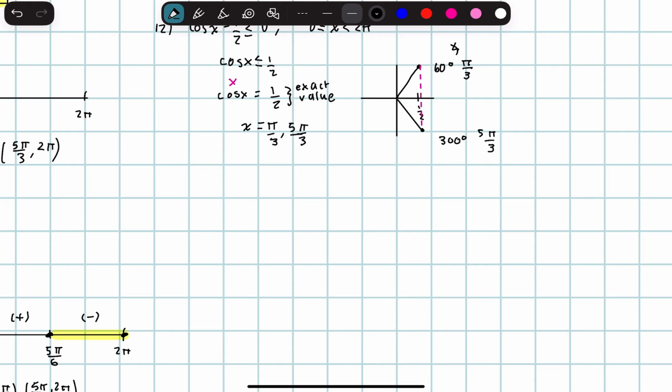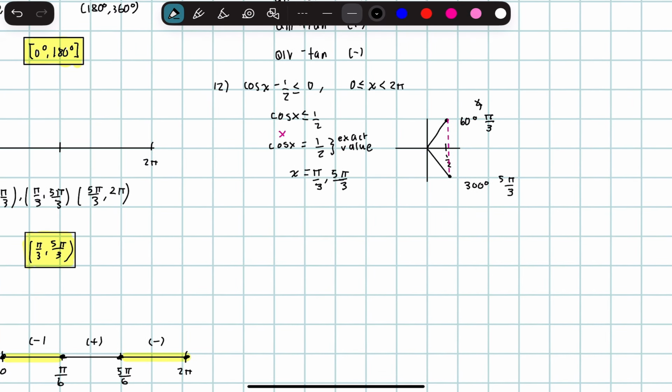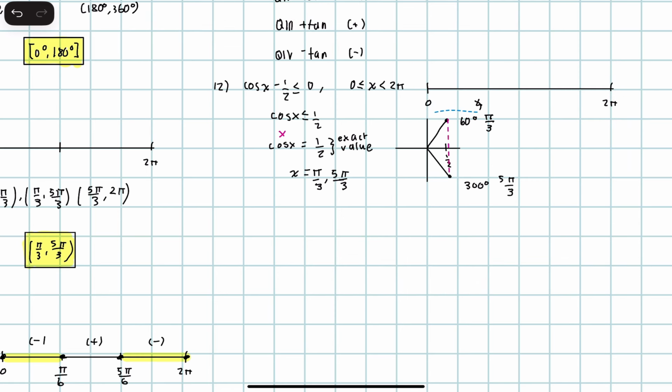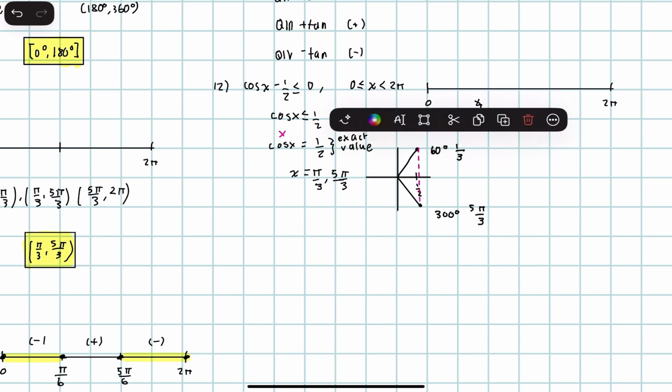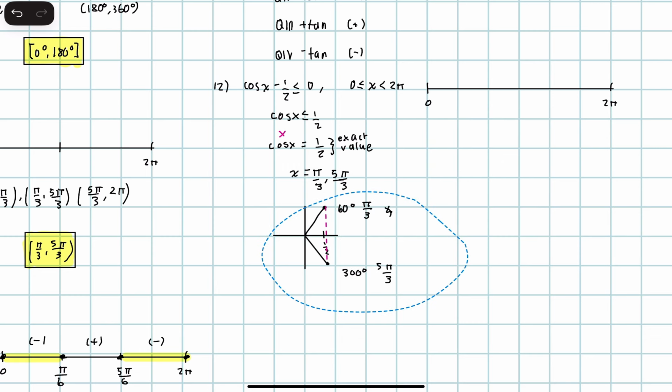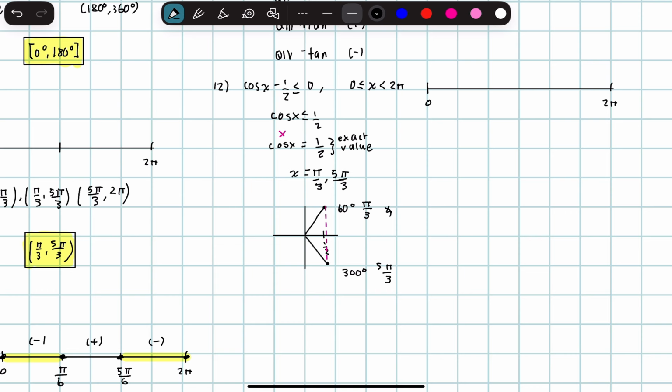Okay, so now we can draw our interval. We ran out of space, but it's okay. Let me just put this here then. Okay, so now we can write 0 to pi over 3. And then we can write pi over 3 to 5 pi over 3. And then we can write 5 pi over 3 to 2 pi.